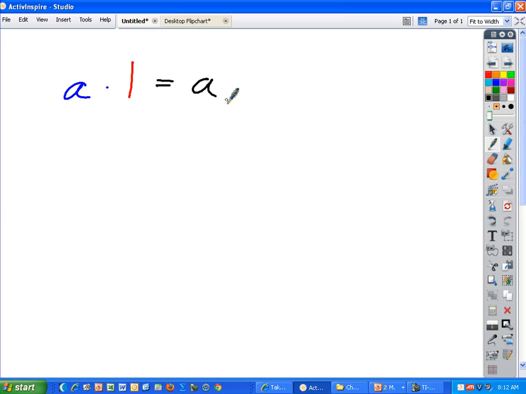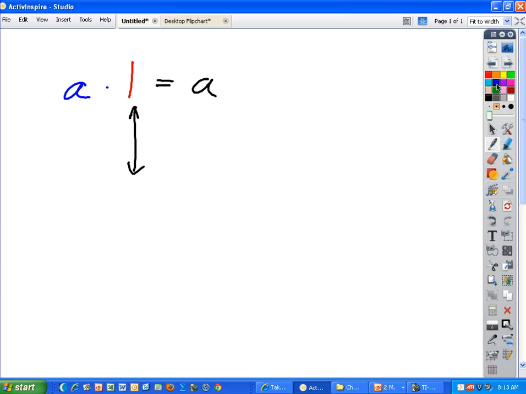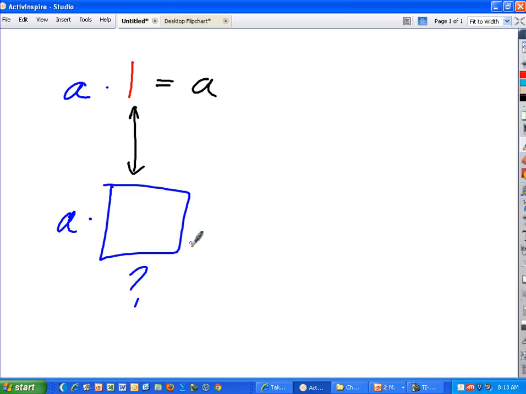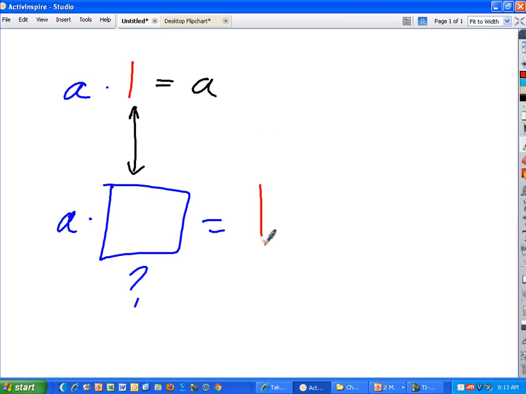Now, that was our identity property for multiplication. Multiply a number times the identity number and you get the number back. Now, that was linked to another property, the inverse property. Remember how that one went? That one said we're going to multiply A times something in such a way that we can get back the identity number 1. And whatever's inside that box, we call the multiplicative inverse.